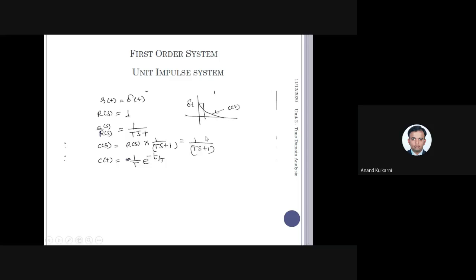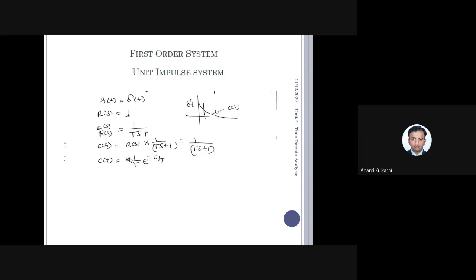The inverse Laplace of that is directly available. The 1 upon T is missing, so it is 1 upon T into e to the power minus t by T. Not a minus sign in front, it is a plus sign only; by mistake, it is not a minus sign, it is a scratch mark. So these are the three derivations which are commonly asked in the first order system.